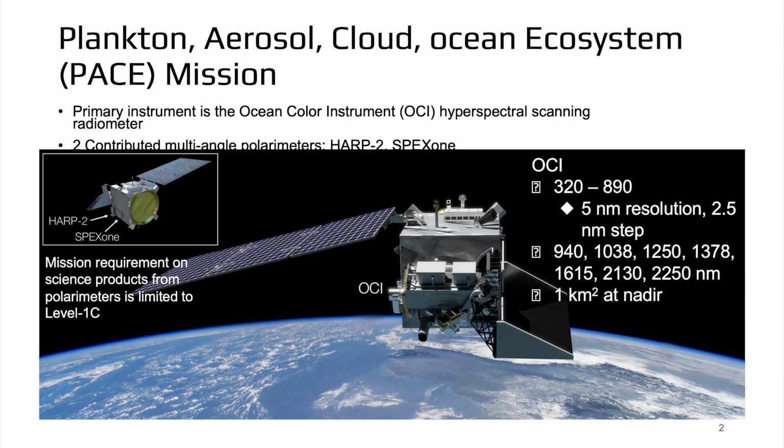It has a bunch of multispectral shortwave infrared bands that go from 940 to 2250. Some of these bands are dedicated to observing aerosols and clouds, but some of them are also designed and utilized for atmospheric correction. In particular, bands like 1038 nanometer, as well as 1250 and 2130.